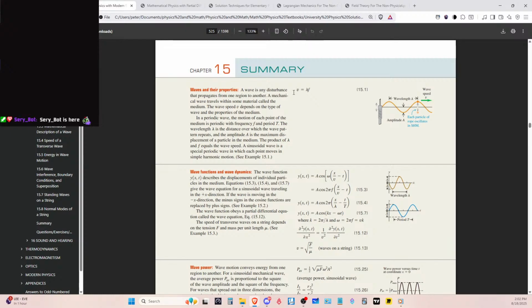we're going to have to keep in mind, I guess I'll read the summary out loud, since it's not going to be a whole section's worth. Waves and their properties. A wave is any disturbance that propagates from one region to another, okay? At least we have a little bit of an abstract definition of what waves are.